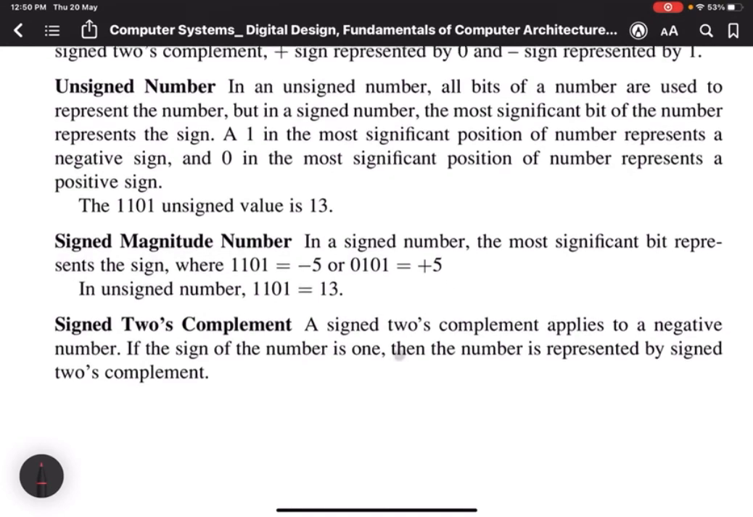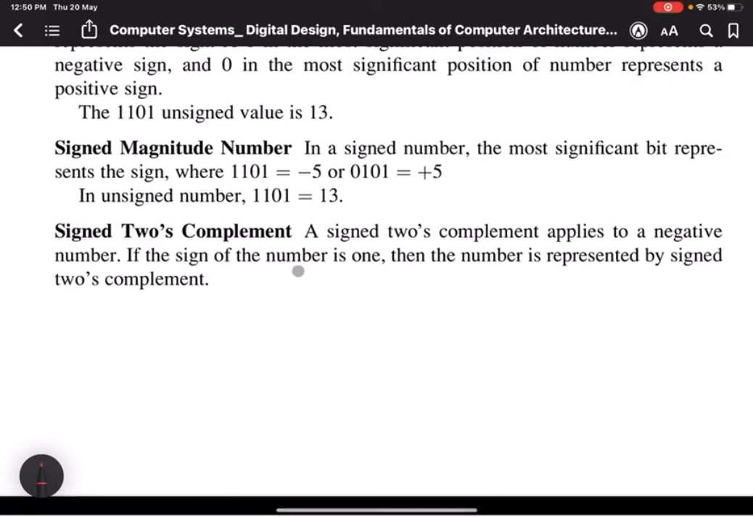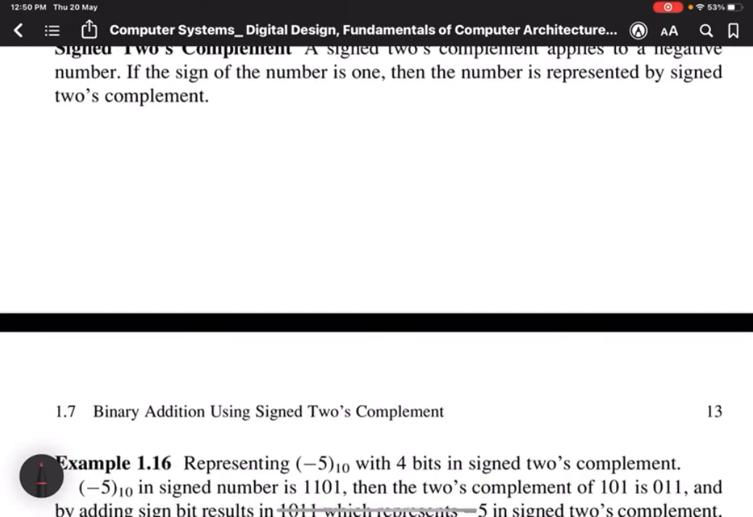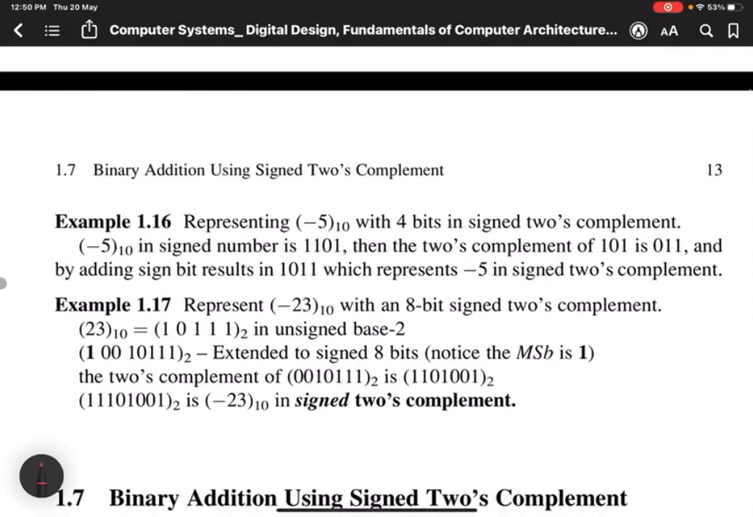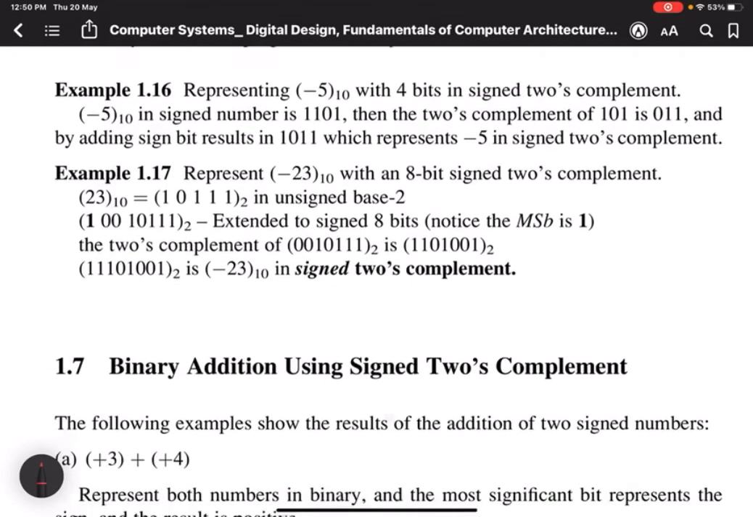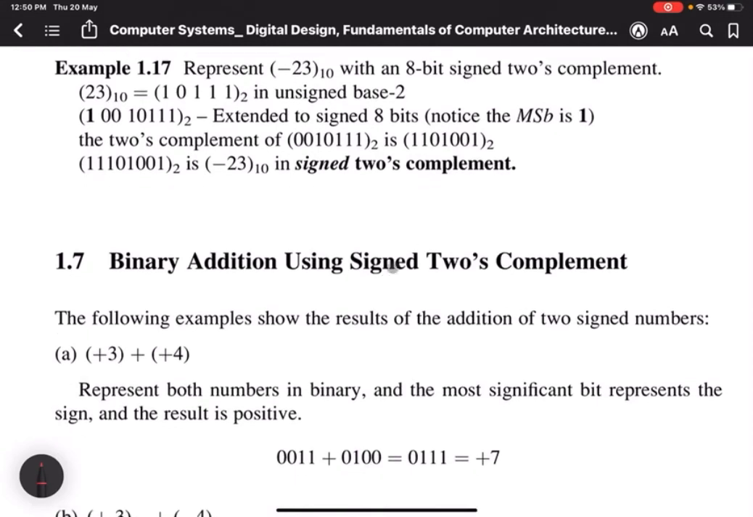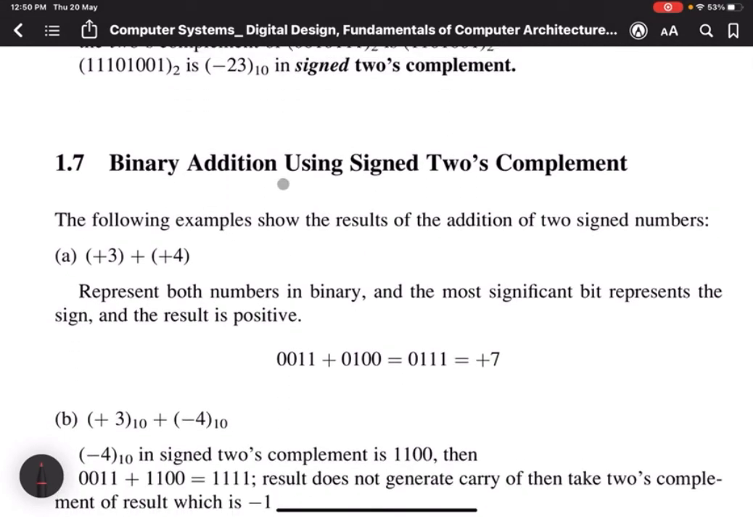Signed 2's complement applies to a negative number. If the sign of the number is 1, then the number is represented by a signed 2's complement. So itong 1.16, 1.17, the same, an example sa taas, dealing with signed and unsigned numbers. So I will not go over that. Let's go to binary addition using signed 2's complement.